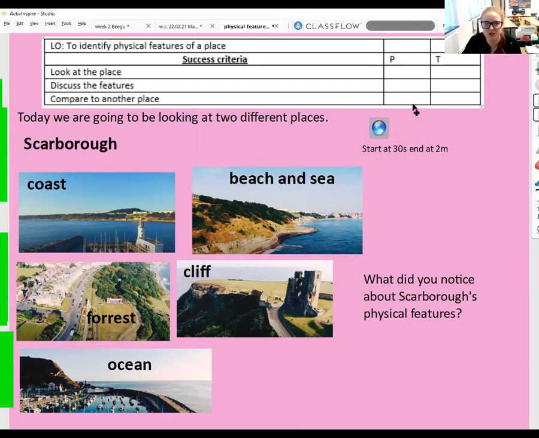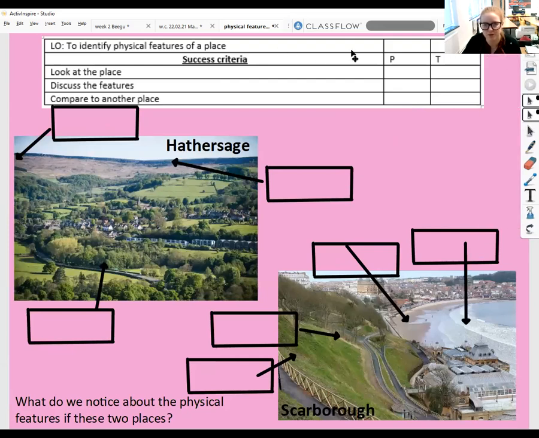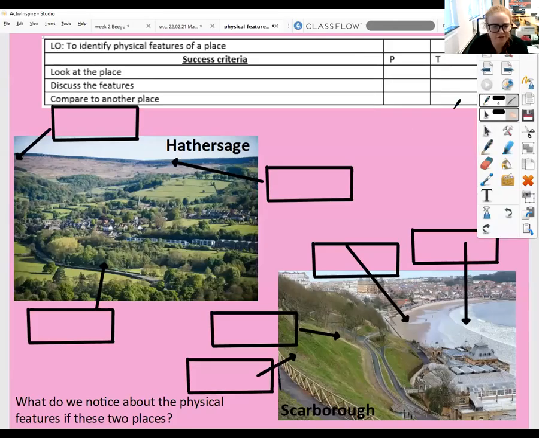So now we've looked at these two different places. We're going to look at trying to compare them. Okay, so just looking again, what kind of features did we have?